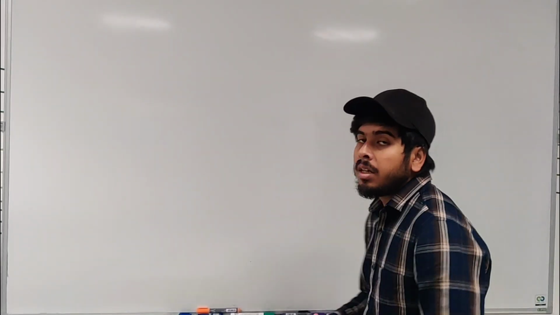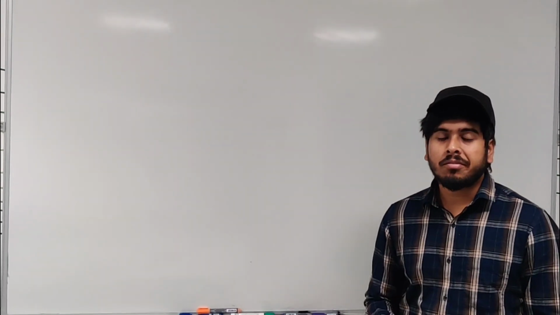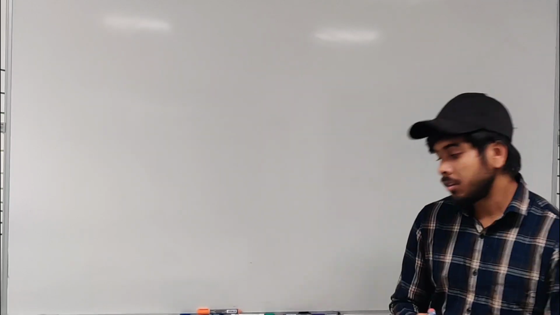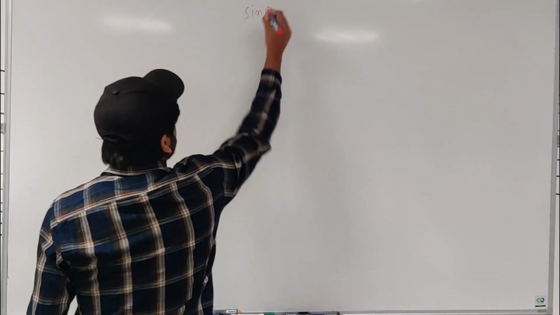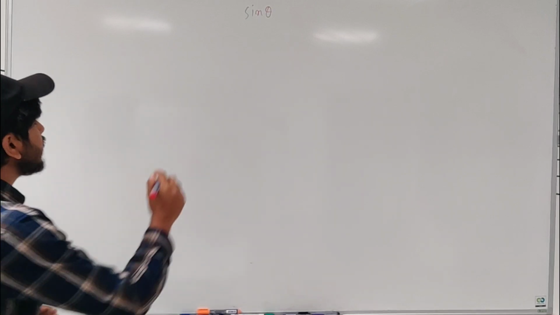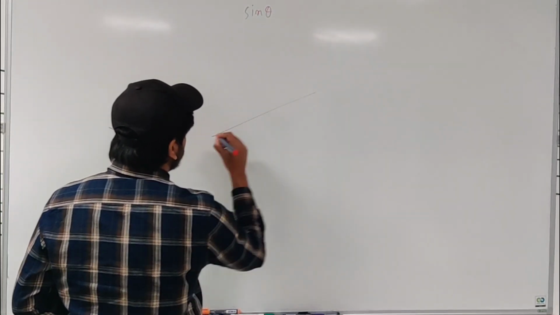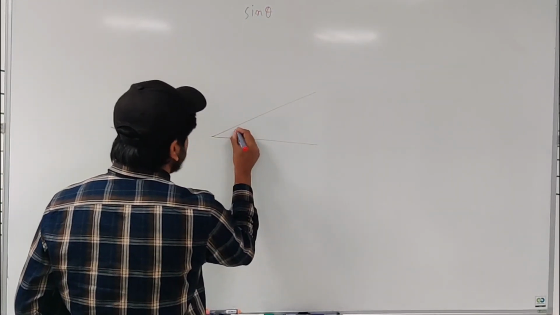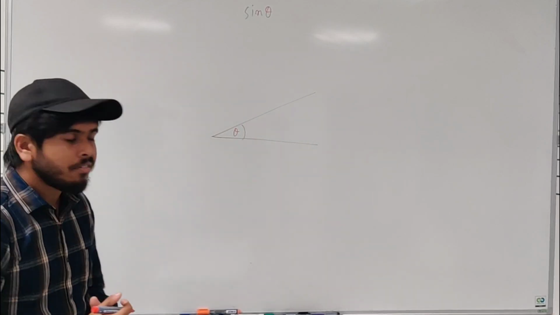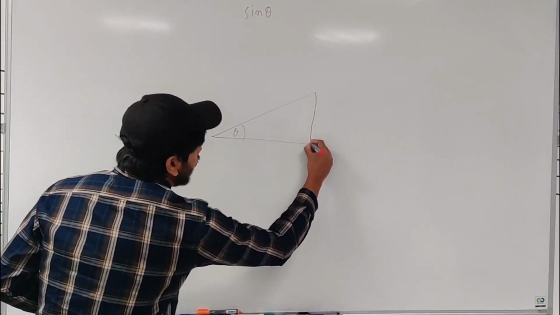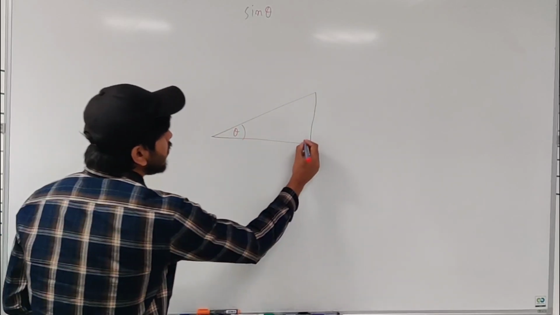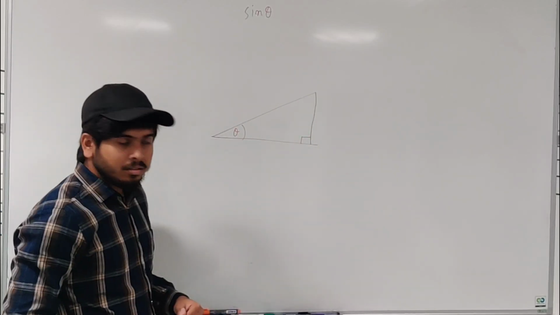Okay, so today I'll start with simple trigonometric functions, that are sine and cos. So let's first start with sine theta. What is sine theta? Let's say we have an acute angle theta. Then how do we define sine theta? We draw a normal from this point so that we can make a right angled triangle.